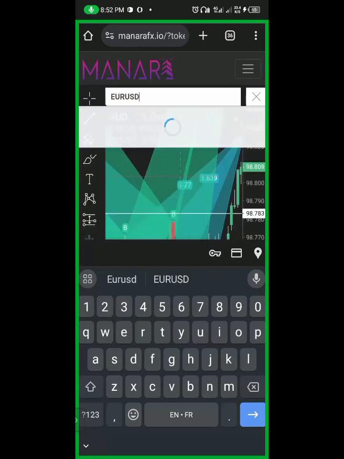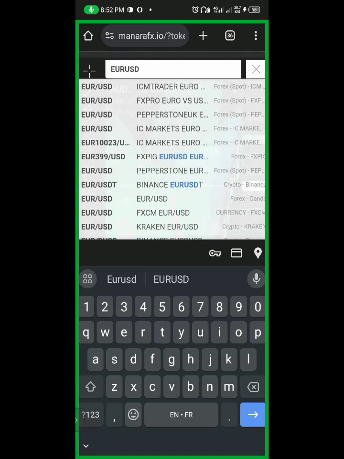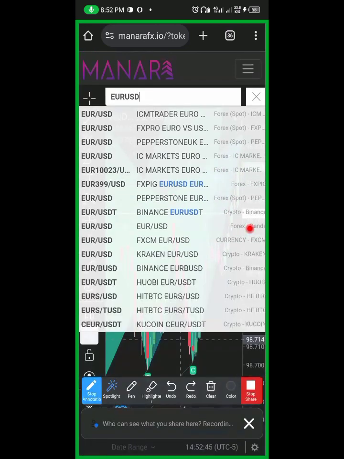Now it will give you different types, okay? You only look for the one that has Oanda. Now if you look at it, I'm looking for the one with Oanda. I'll show you now. Look at this particular one. You see here, it's saying Oanda. That's the kind you want, the one that has a broker called Oanda for Forex pairs.